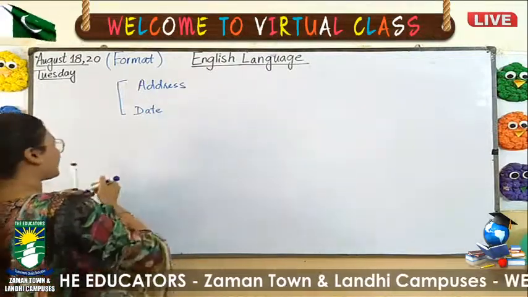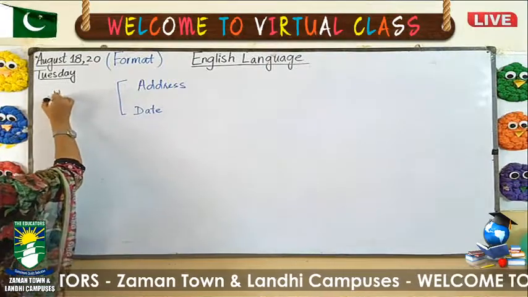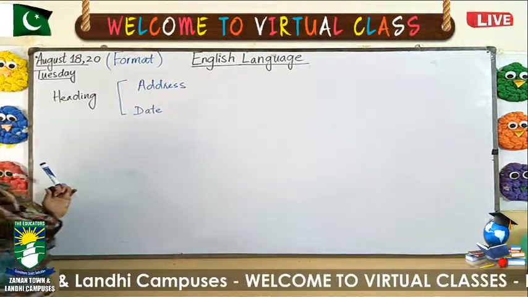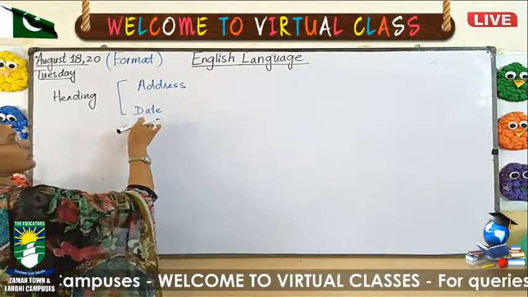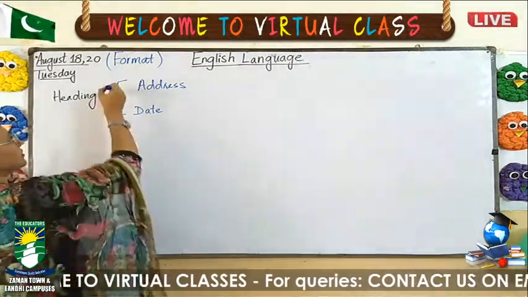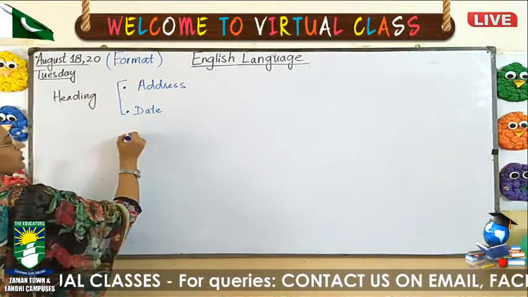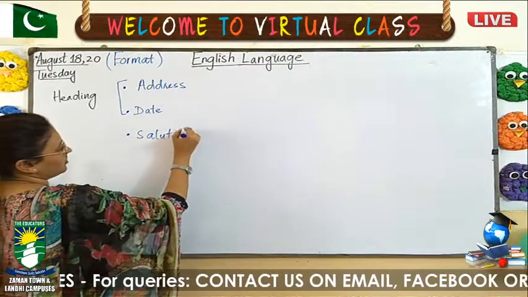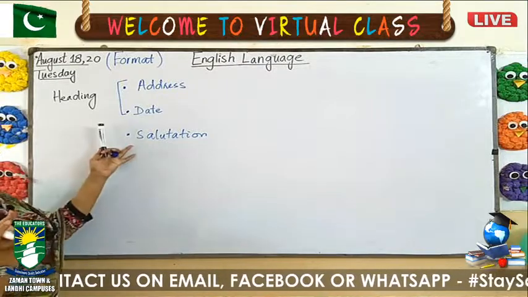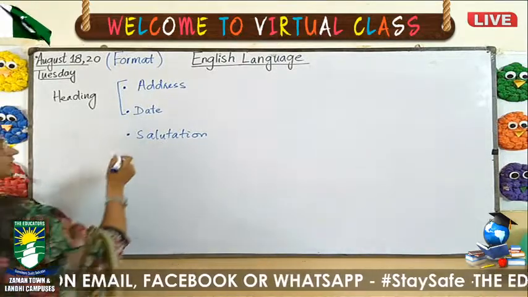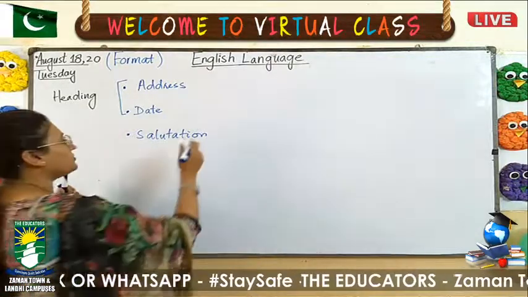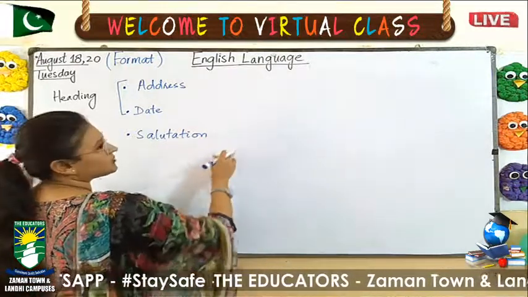It will become the heading. Both points are called the heading. Then after giving one line of space, you would be writing the salutation. As you all know, if we are writing a formal letter like an official letter, we may write dear sir, respected sir. And if you are writing a social, unofficial letter, it will be like dearest mother, dear aunt.